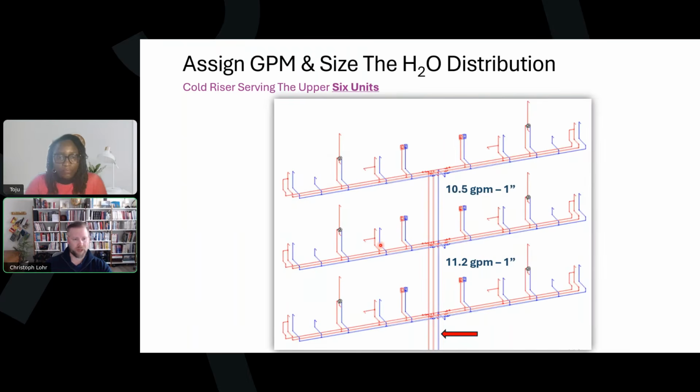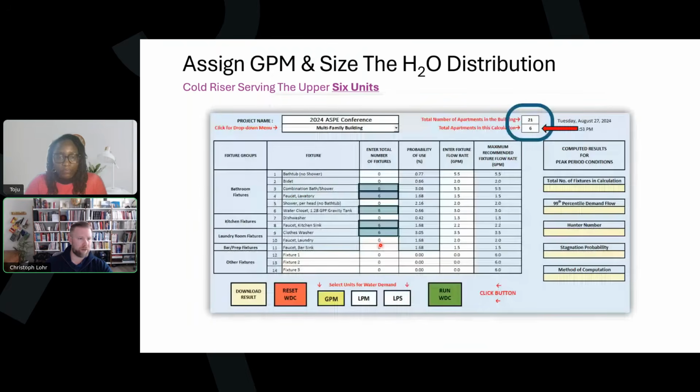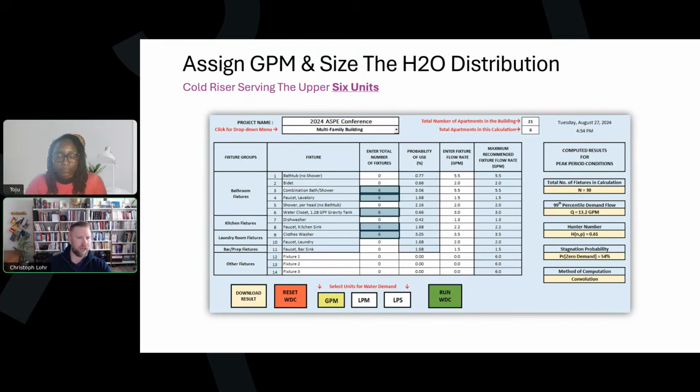We continue down. Now we're doing 6 apartment units. For 6 apartment units, we change the number up here on the top right. We're still at 21 total, but 6 is what we're calculating in this segment of pipe. We're going to change the numbers here to 6 units total, 6 of each fixture type. We press the green button for the Run Water Demand Calculator, and we end up with a total of 30 fixtures spread across the 6 units, and a peak flow rate of 13.2 GPM, which is still under the 1 inch.